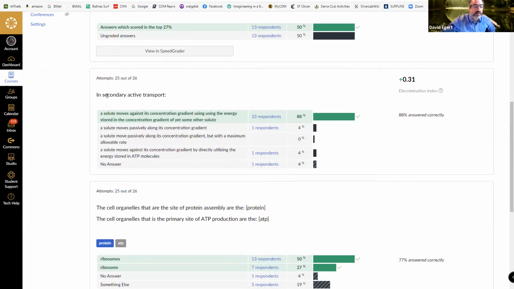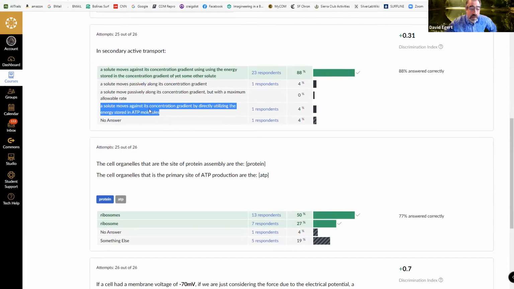Next, in secondary active transport. So most people, 88% of the people, got that the solute moves against its concentration gradient using the energy stored in, so that's good. Particularly if something's called active transport, it's probably not passive. Passive transport is diffusion or facilitated diffusion, where things are moving along their concentration gradient. And definitely not stored, not using energy directly from ATP. That would be primary active transport.